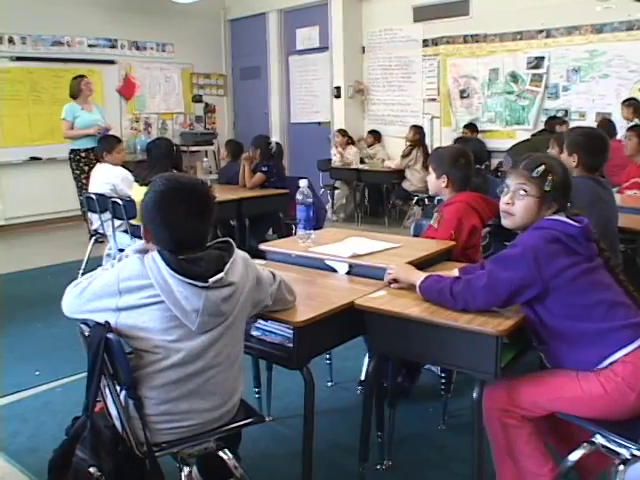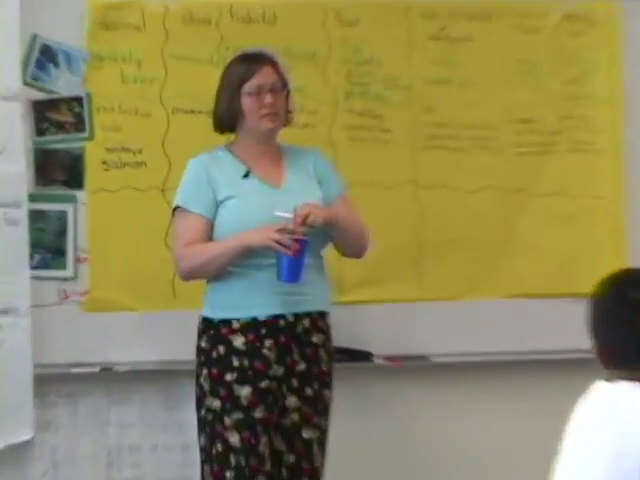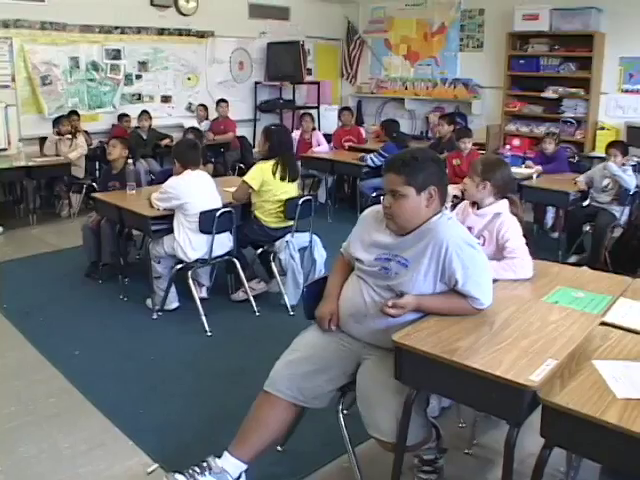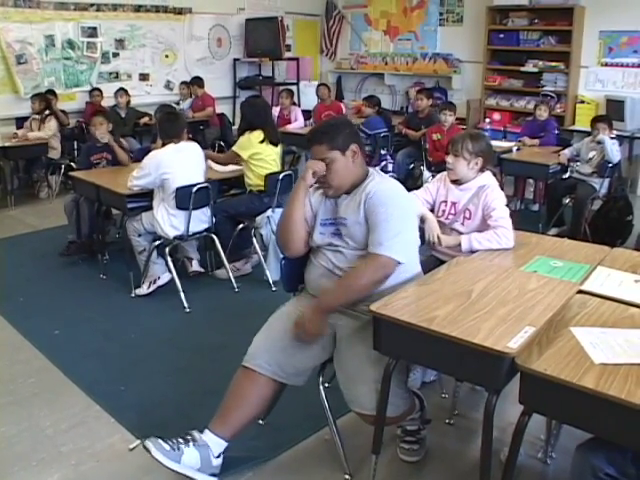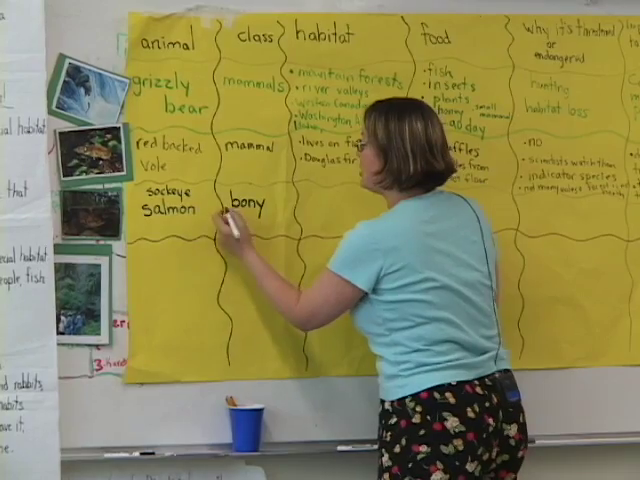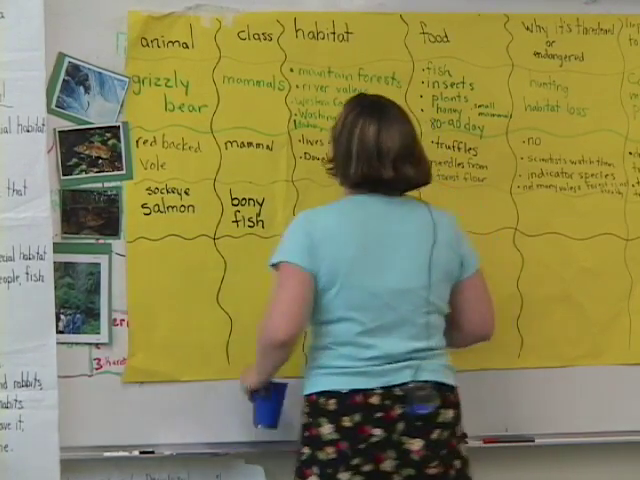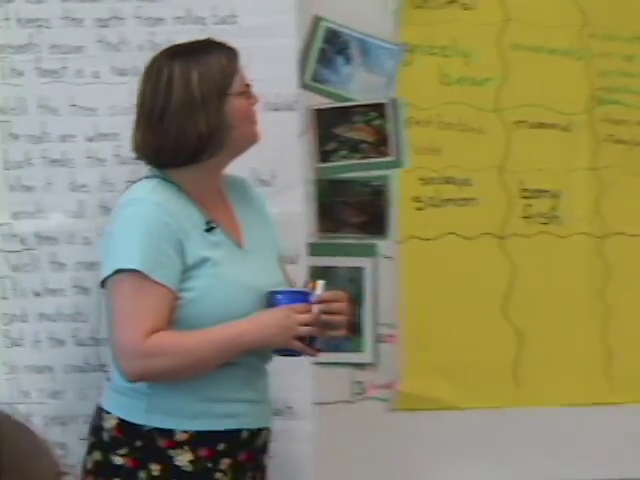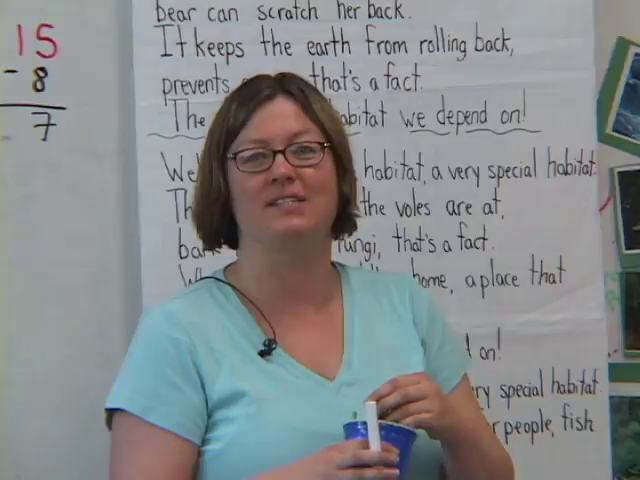Okay. One, two, three, eyes on me. Red, number three. Bony fish. It's a bony fish. Yeah, there's some fish that don't have what we consider bones. They might have cartilage like sharks. They are bony fish. Okay, the next question for your group is, what is the habitat of the sockeye salmon?